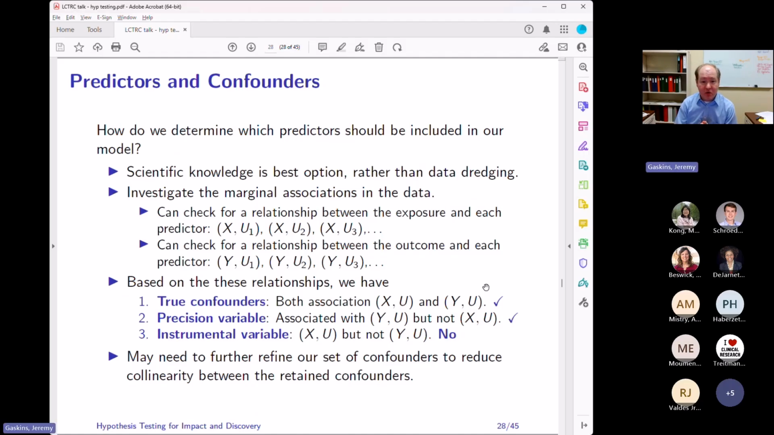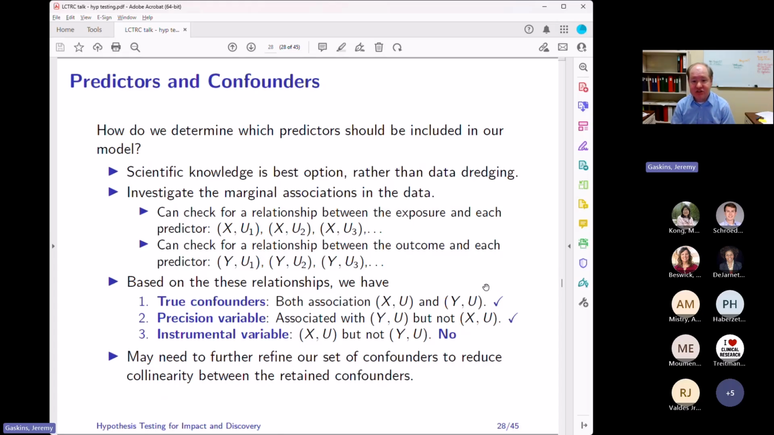One of the ways that we can think about which predictors to include in my model: the best strategy is always to use our scientific knowledge rather than letting the data decide which predictors to use. Generally, based off of the literature, what are the features that are likely to impact both kale consumption and BMI, and using that to determine what predictors to include in our data.